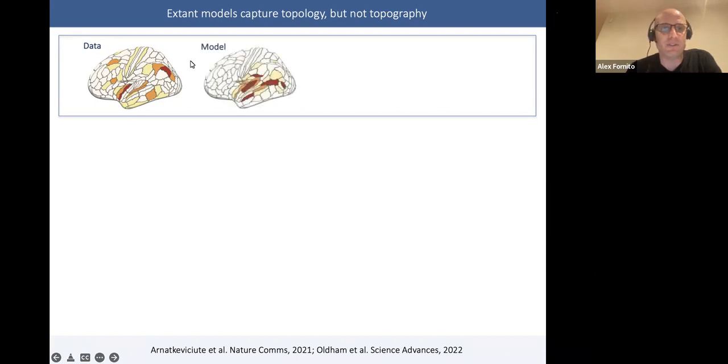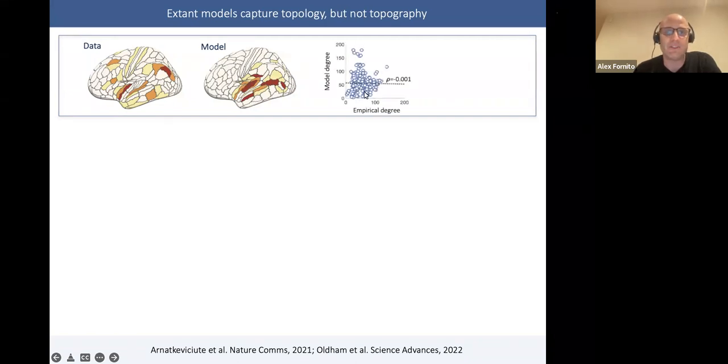And this is what it looks like in the best fitting model. So remember, this model provides a pretty good fit to the data. So we're fitting the degree distribution quite well, but the actual way in which those distributions are spatially embedded is very different. So here in the data, it's distributed throughout the brain. In the model, it's all clustered around the center. So if we actually correlate the two, we have a correlation of nearly 0.